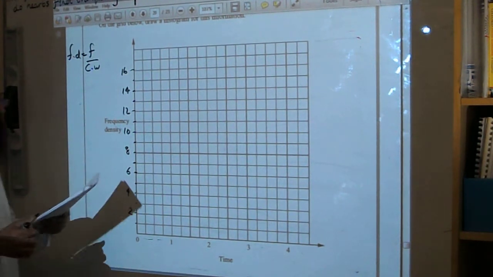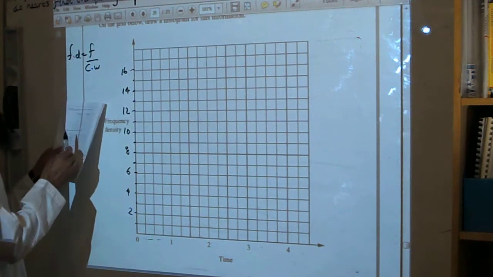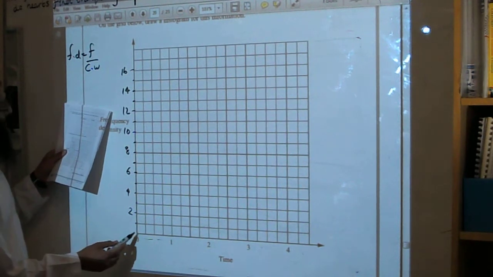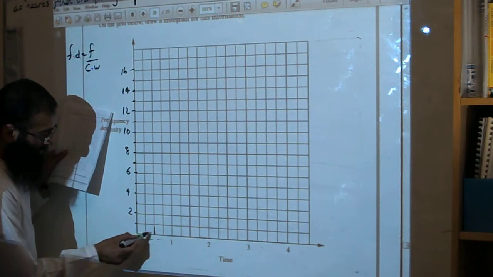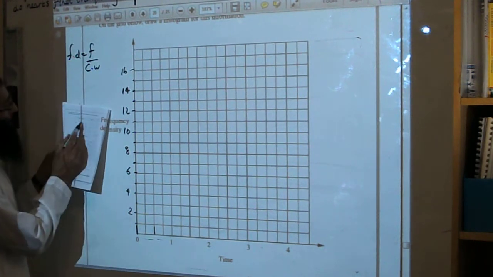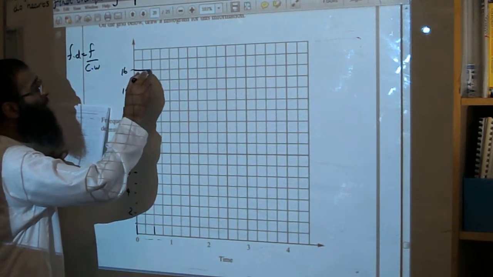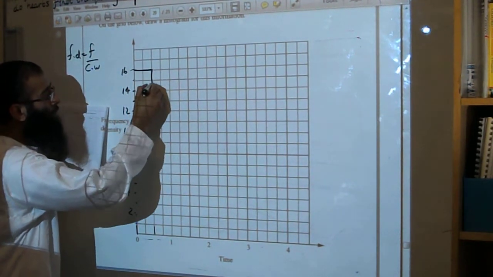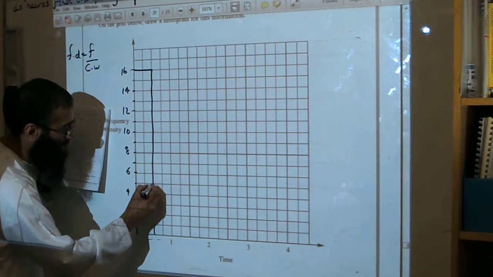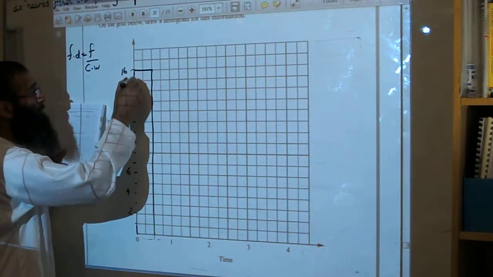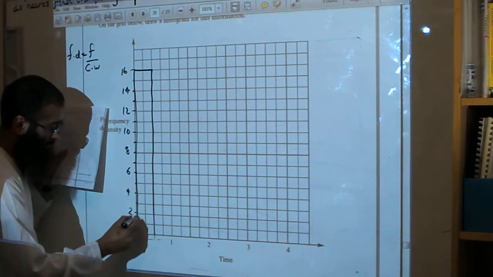Let's have a look at what we've got for our values. So we have here from 0 to a half. 0 to a half is my first width. And the height is 16. At the moment, folks, I'm doing freehand. Can you please make sure that in the examination you do it with a ruler? I'm doing it nice and quickly freehand.